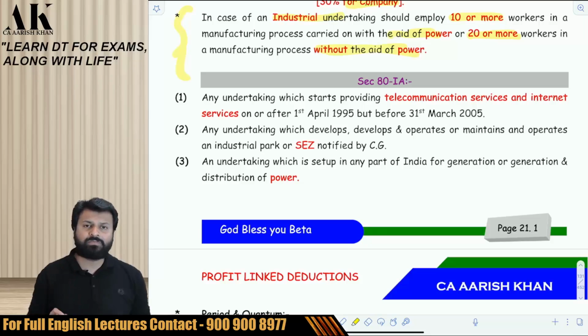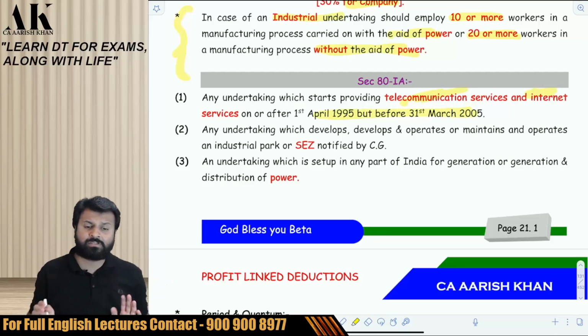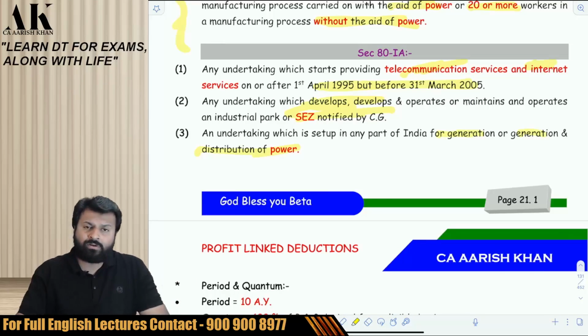Okay. Next deduction, 80IA. In this, there are three businesses which are covered. First is telecommunication and internet services, but only if your business commenced between 1995 and 2005. If you commence your business today, then this deduction is not available. If you commenced in that period, then it is available. Second, if you develop an SEZ park, then also this deduction is available. Third, if you are engaged in generation and distribution of power, then also this deduction is available.